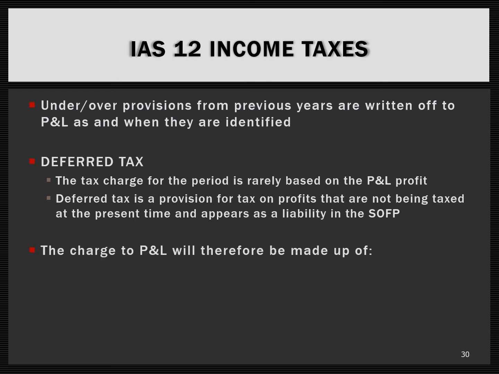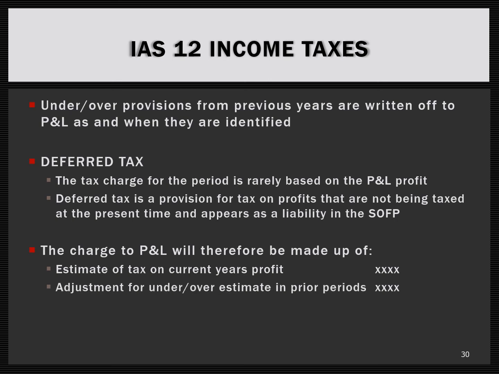So the tax charge in the profit and loss account could be made up of the current year's estimated tax liability, then an adjustment for any over or underestimate of tax liability in previous periods, and potentially a deferred tax adjustment that could give the total charge to profit and loss. But don't worry too much about that. It's unlikely to be a major item in the exam.